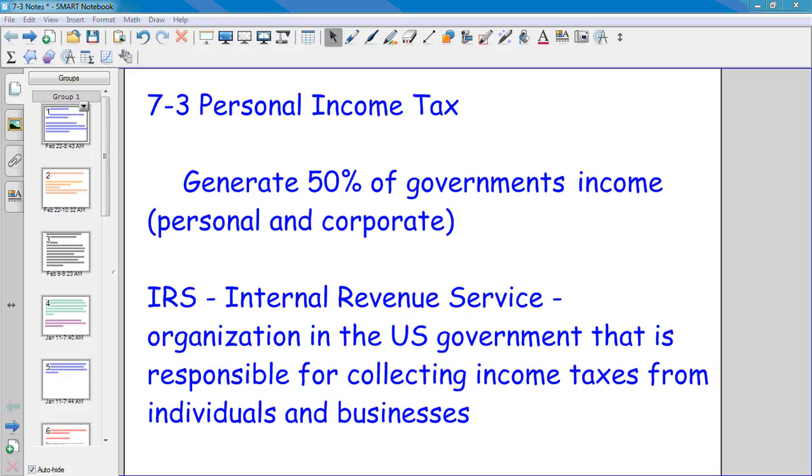50% of the government's income comes from personal income taxes, from federal, corporate and personal income taxes. A business has to pay taxes on what they make, as well as a person has to pay taxes on what they make. Who collects those taxes? The IRS, the Internal Revenue Service. This is a government organization that is responsible to collect taxes from individuals and businesses.